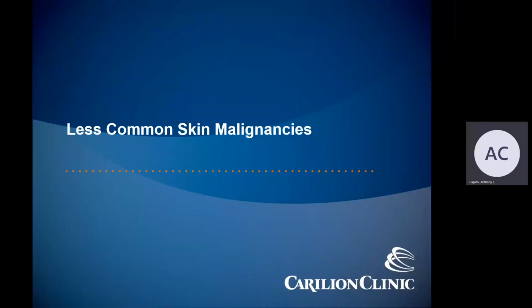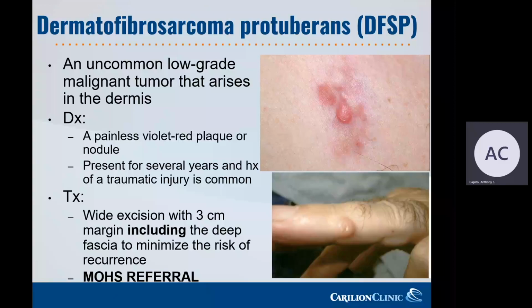A couple more slides. Sorry, this talk's going long. So we mentioned this before as an indication for Mohs referral: dermatofibrosarcoma protuberans, or DFSP. This is a low-grade malignant tumor that resides in the dermis. It's usually just a painless nodule or violet red plaque. Usually has a presence of several years, and they can report some trauma to that site. The treatment is 3 centimeters, including the fascia, to minimize the risk of recurrence.